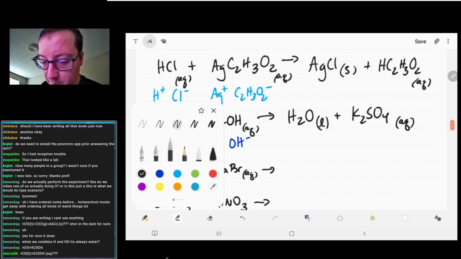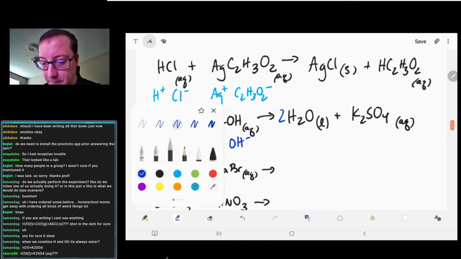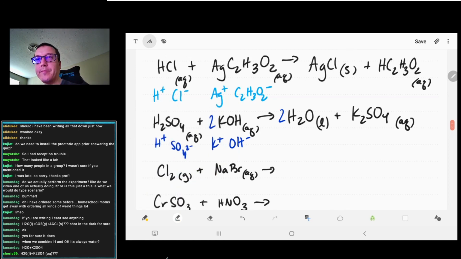Just technically, if we wanted to balance this, by the way, this is what we would get. I didn't ask you to balance them this time, so don't worry. Next one, we've been doing so many double displacements, I threw in a single replacement there as well. There we go. Yes, this will work.